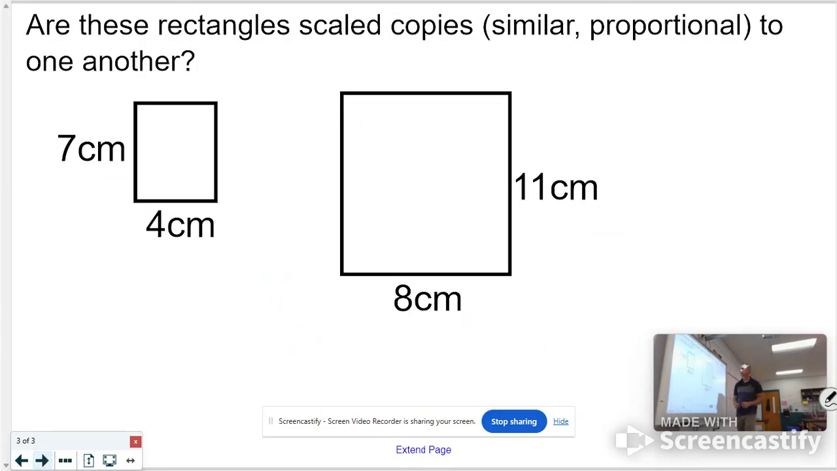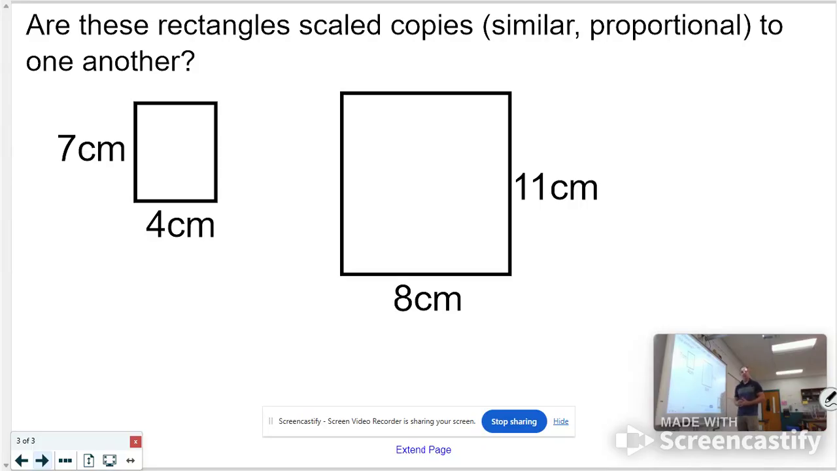Let's look at our last example here, and this says, are these two rectangles scaled copies of one another? That means, are they similar, are they proportional to one another? So our original rectangle is 4 centimeters by 7 centimeters, and our new enlarged rectangle is 8 centimeters by 11 centimeters.